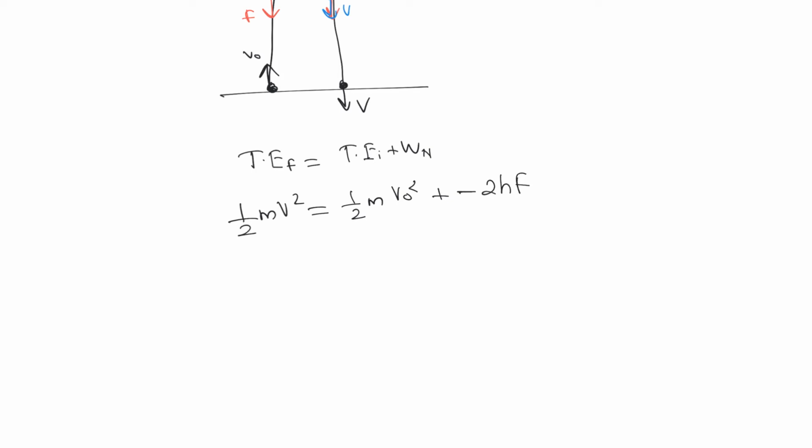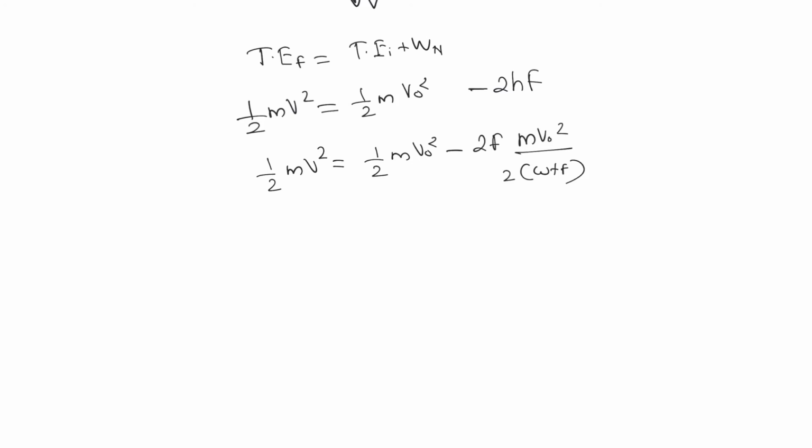So we can find the value of the velocity v with which it hits the ground. For velocity v we can write half m v square is equal to half m v naught square minus 2 into h into F. Our aim is to write this not in terms of h, so we substitute the value of h. We know that the value of h was m v naught square divided by 2 into W plus F.